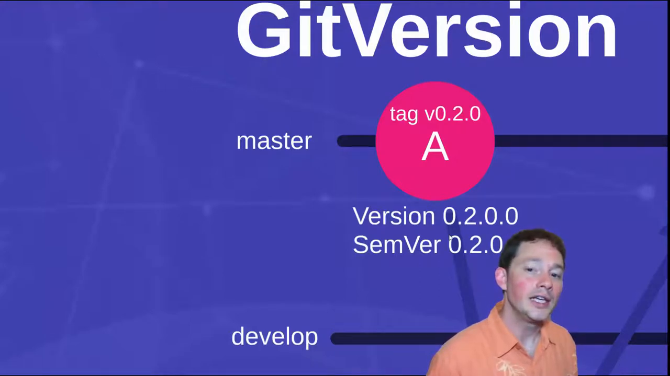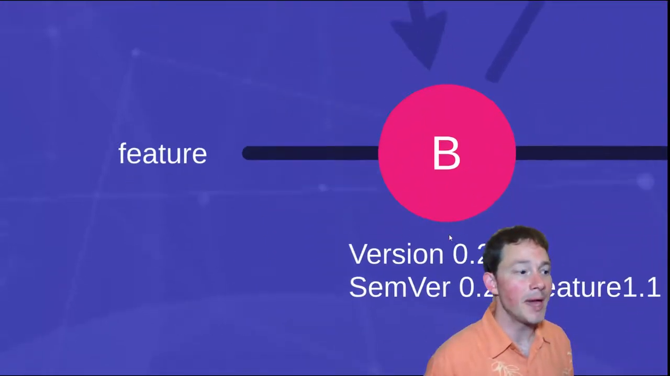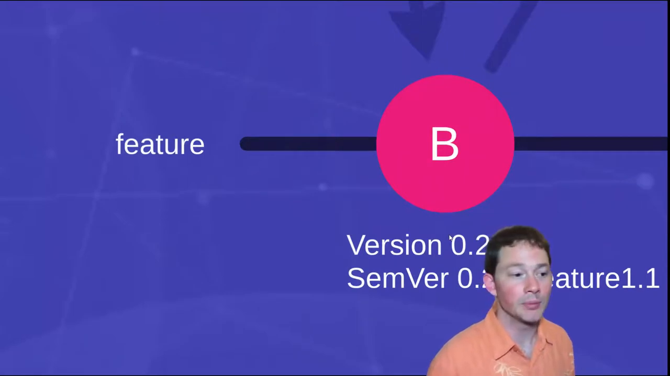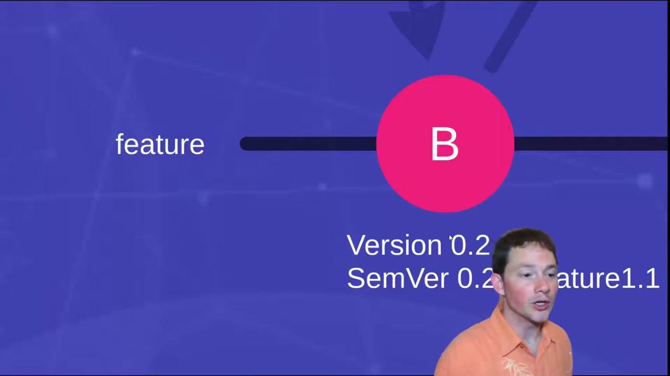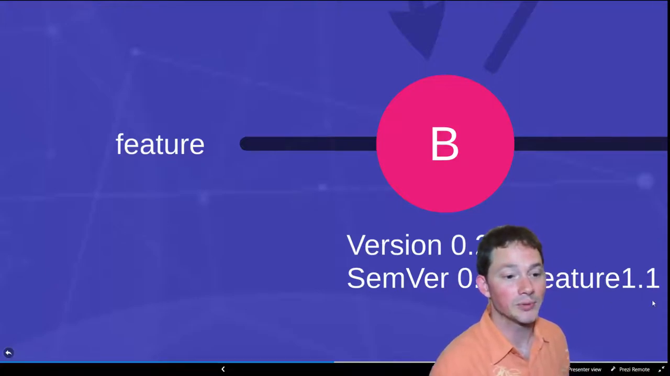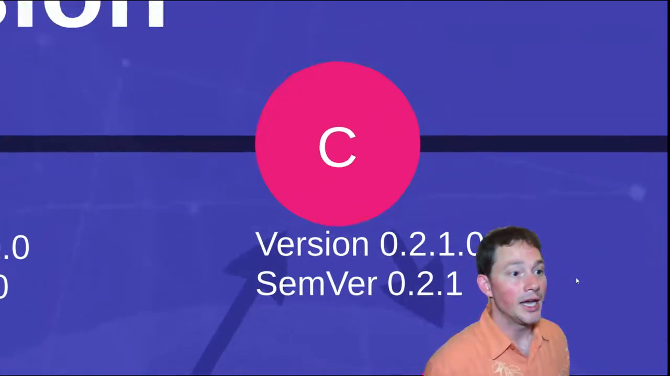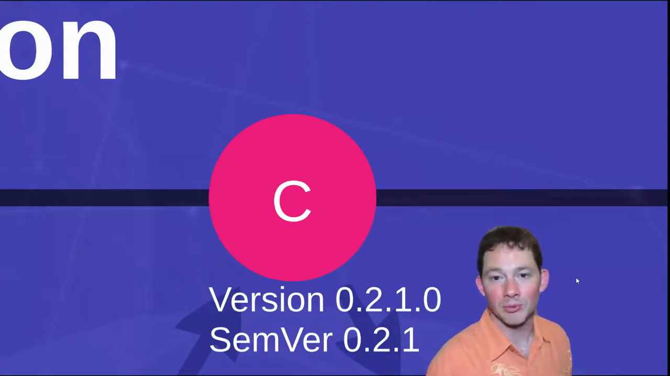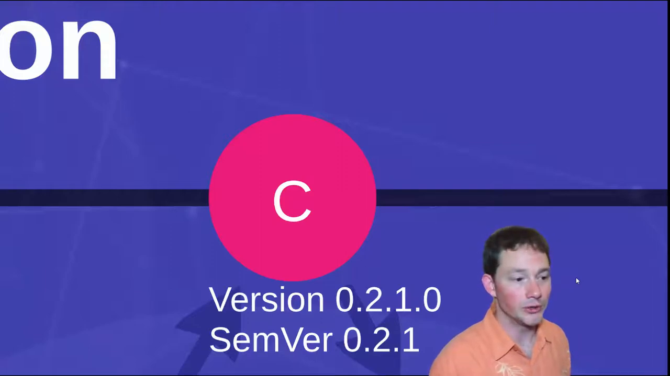Now, if you create a branch from master called feature, for example, it's going to figure out that the version that should be updated is not the major, not the minor, but the revision number, because you're probably doing a hotfix. That's cool. And it'll figure out the semantic version, in this case, feature 1.1. Then when you merge your hotfix back into the master branch, it knows to update your master to 0.2.1.0. So that's kind of cool.